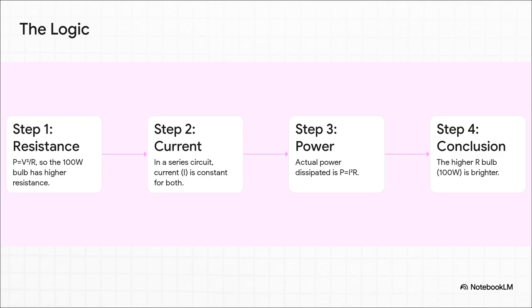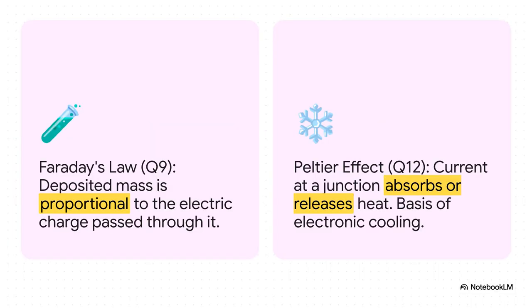And step 3, the formula for actual power burned is I squared R. So if I is the same for both, the one with a higher R, our 100-watt bulb, is going to dissipate more power. And that means it's the one that shines brighter. Wild, right?